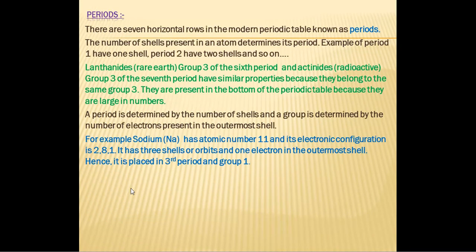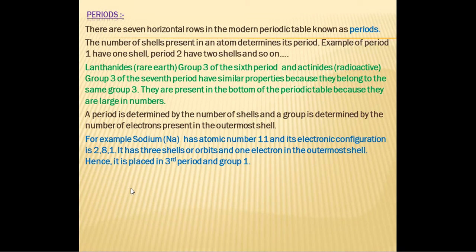Okay, next was our period. The 7 horizontal rows in the modern periodic table are called the periods. And what determines the period in the periodic table? The number of shells present in the atom of an element will determine the period. For example, if the element has 2 shells, then that element will be present in the second period. If the element has 3 shells, then that element will be present in the third period. And the group is determined by the number of valence electrons, or outermost electrons, in the particular element.